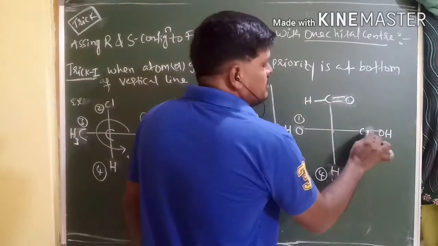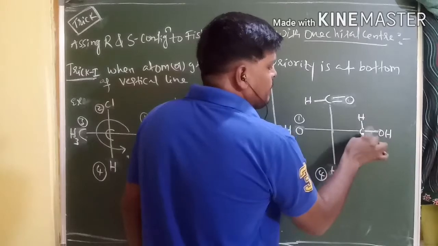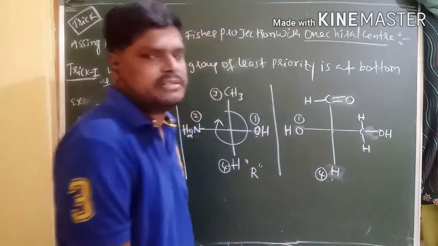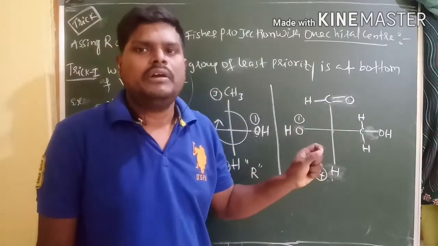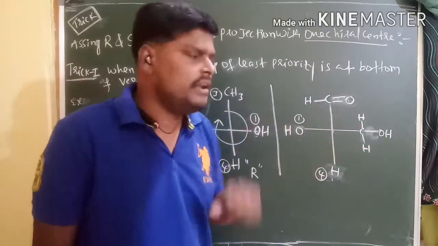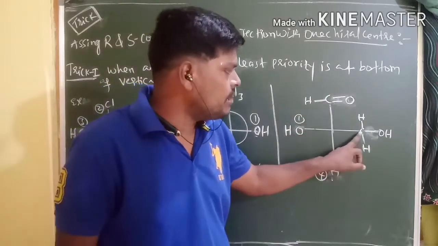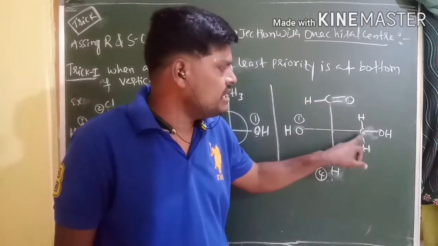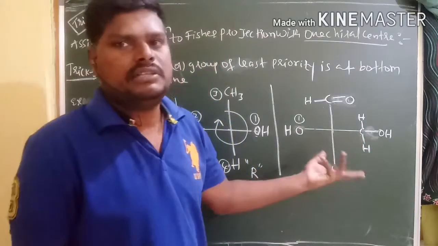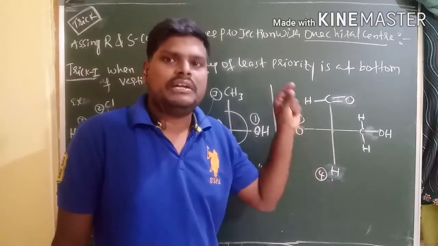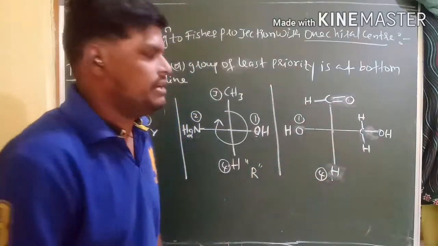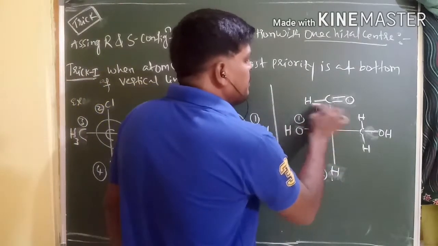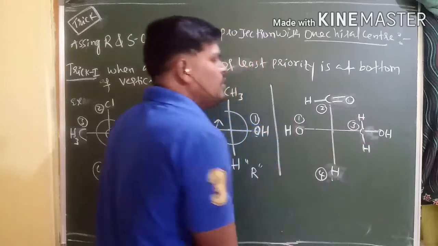But here this carbon is surrounded by all single bonds. So according to CIP rules, double bond has more priority than single bond, because here is a carbon to oxygen double bond, and here carbon to oxygen single bond, carbon to hydrogen single bond, carbon to hydrogen single bond. That's why, according to CIP rules, double bond has more priority than single bond. So this is the second priority and this is the third priority.